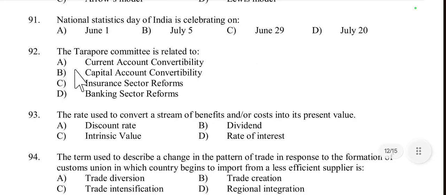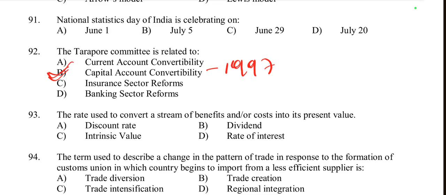Then 92. The Tarapore Committee is related to capital account convertibility. Option B, capital account convertibility, because the Tarapore Committee, formerly known as the Committee on Capital Account Convertibility, was established in 1997.